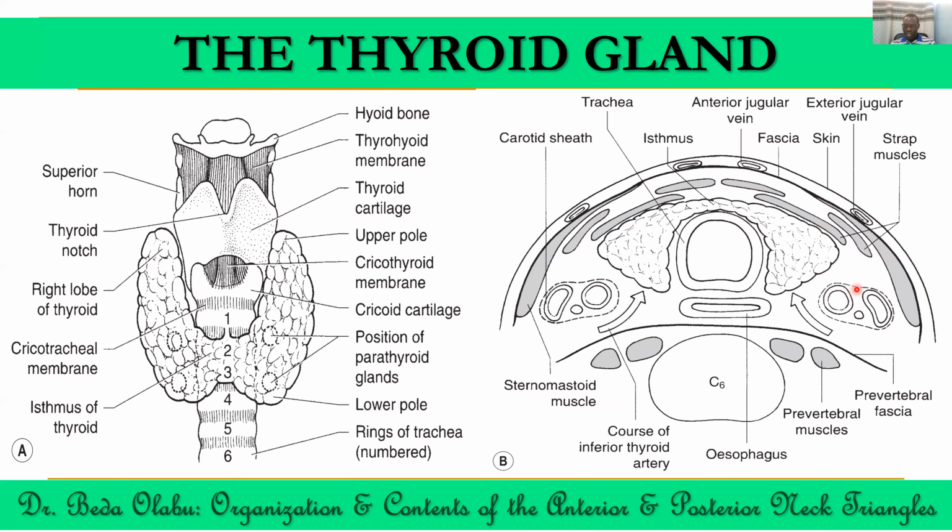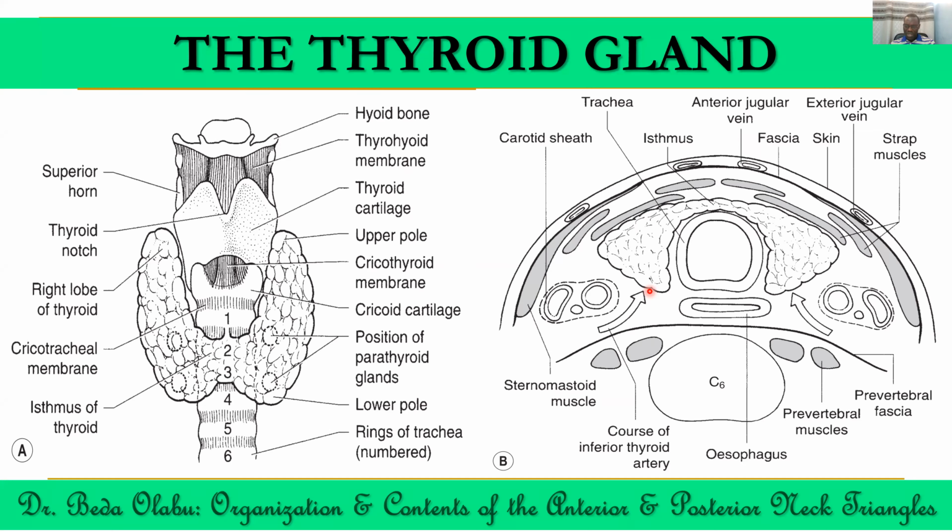Then we have relations of the posterolateral surface. This is largely the contents of the carotid sheath. Then you have relations on the posterior border, and this will put mainly the parathyroid glands.